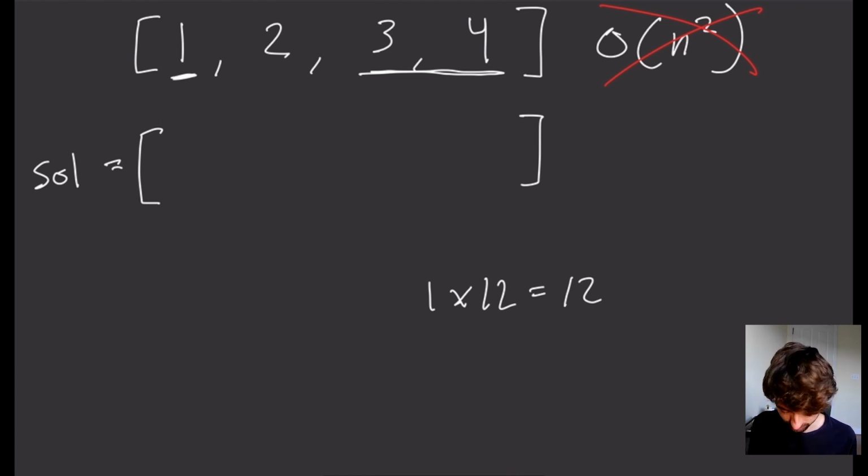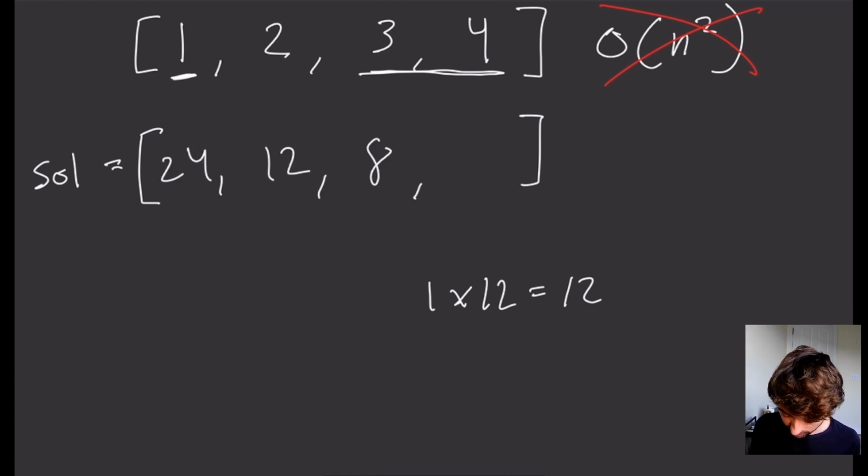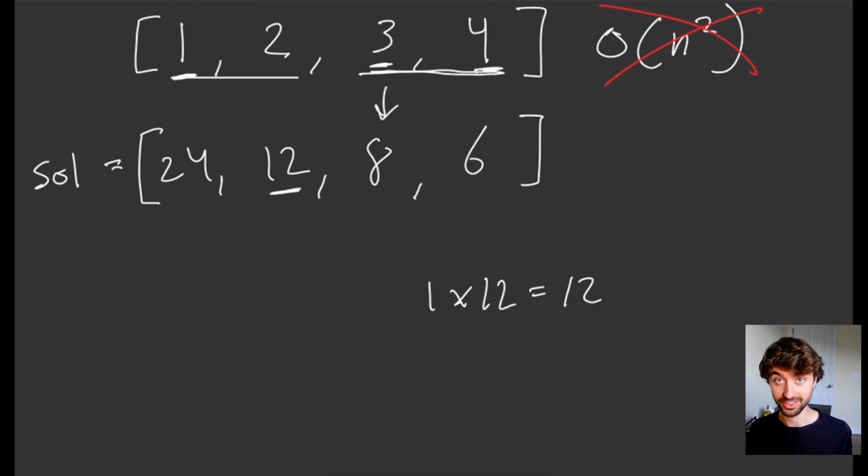And if you remember in our solution, I'll actually write it back in so it's easy to see. 12 was the correct solution for that case. And so we could do the same thing for anything else. If we wanted to do 3, to find the solution, we just have to multiply the prefix, which is 1 and 2, so 2, times the suffix, which is 4, and that gives us 8, which is also correct.